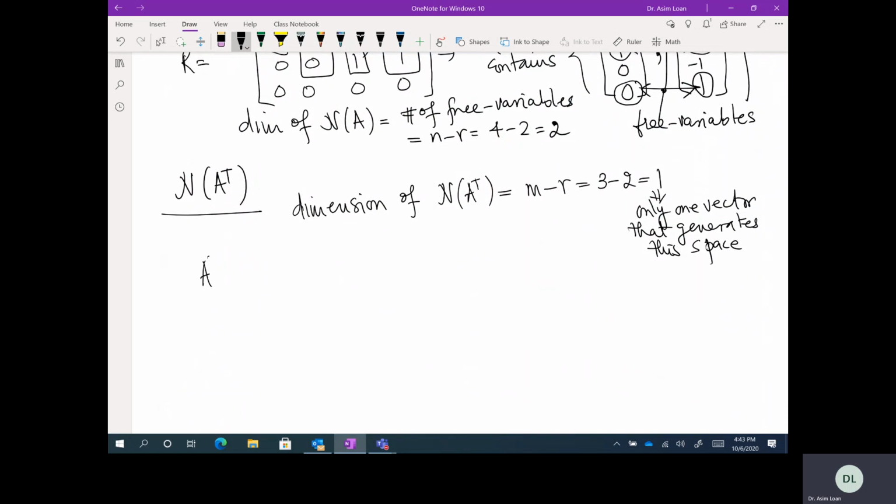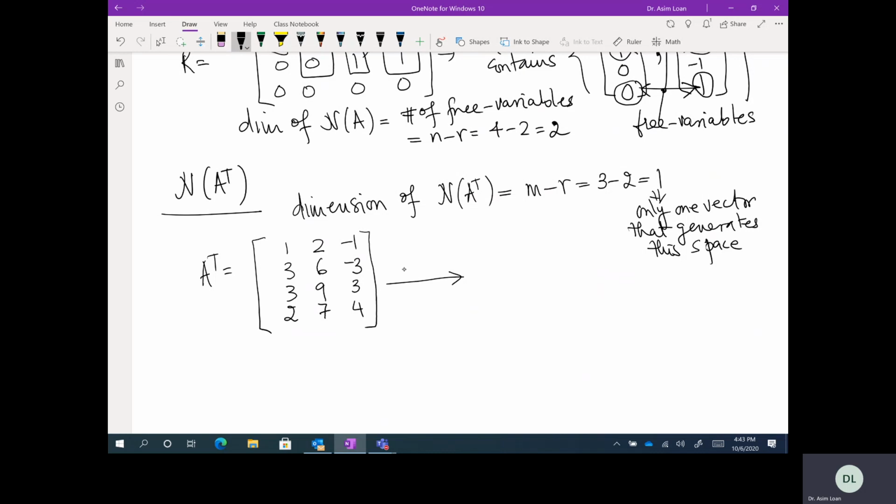So A transpose is 1 3 3 2, 2 6 9 7, and minus 1, minus 3, 3 and 4. So transpose only exchanges the rows and the columns.